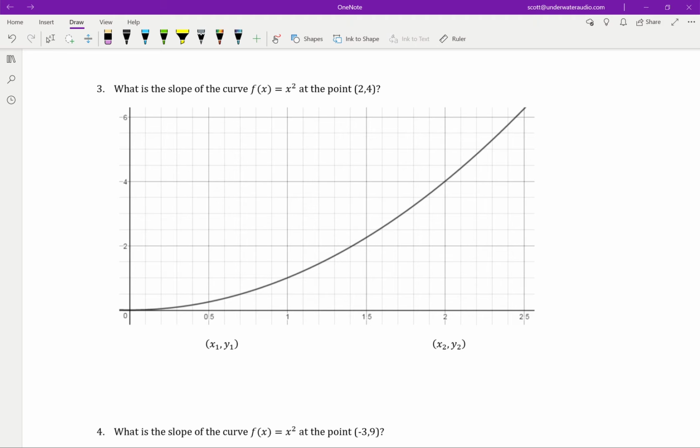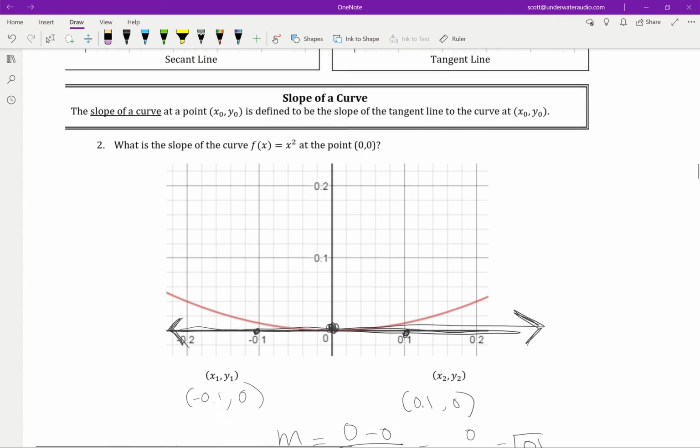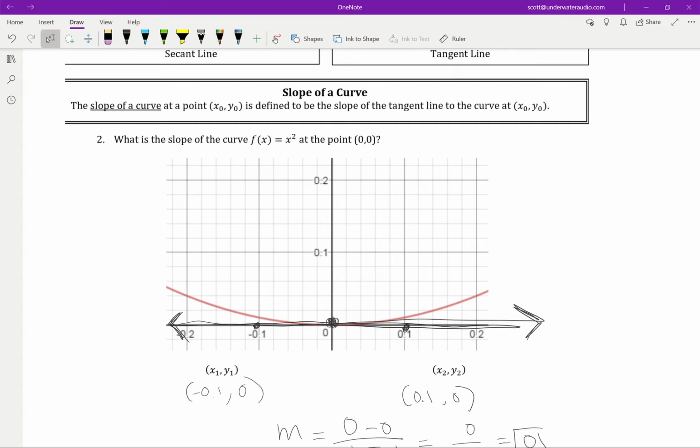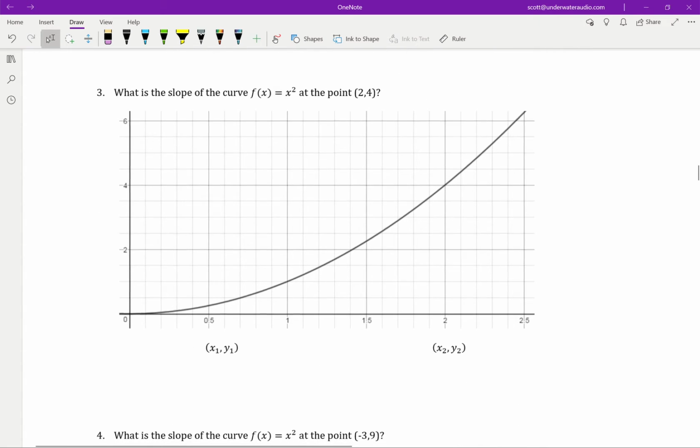Okay, so I want to start number 3, but I want to read the definition that we just did one more time. The slope of a curve at a point is the slope of the tangent line at that point. So keep that in the back of your mind. What is the slope of the curve f of x equals x squared at the point 2, 4?